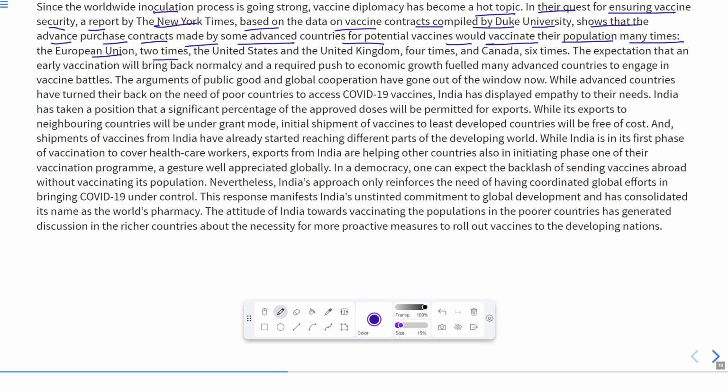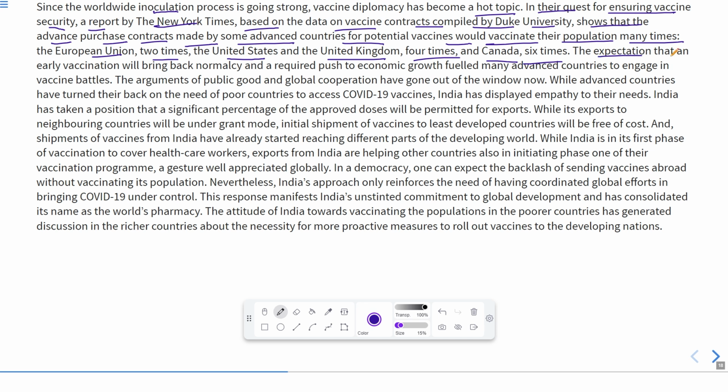The European Union two times, the United States and the United Kingdom four times. So the European Union claimed that after the production of vaccines, they can vaccinate two times their population, whereas the United States and the United Kingdom said four times their population, and Canada six times. Canada claimed that they can vaccinate a number of people equal to six times their population.